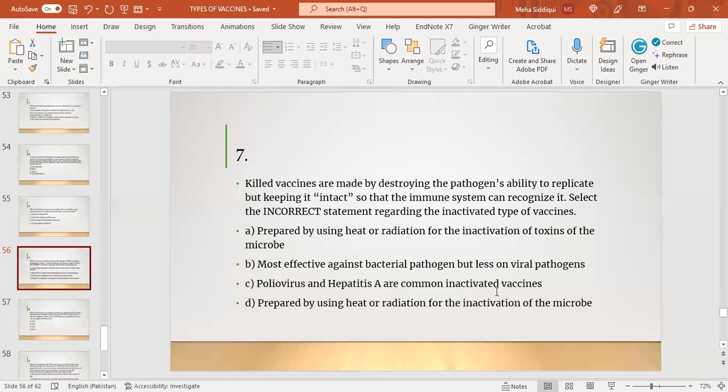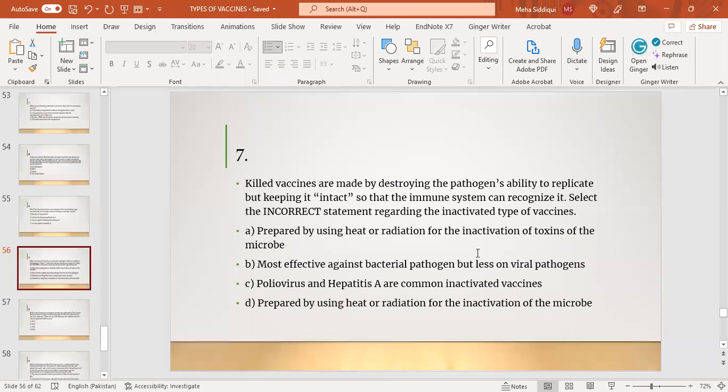MCQ number 7. Killed vaccines are made by destroying the pathogen's ability to replicate but keeping it intact so that the immune system can recognize it. Select the incorrect statement regarding the inactivated type of vaccines. Prepared by using heat or radiation for the inactivation of toxins of the microbe. Most effective against bacterial pathogens but less on viral pathogens. Poliovirus and hepatitis A are common inactivated vaccines prepared by using heat or radiation for the inactivation of the microbe. B.